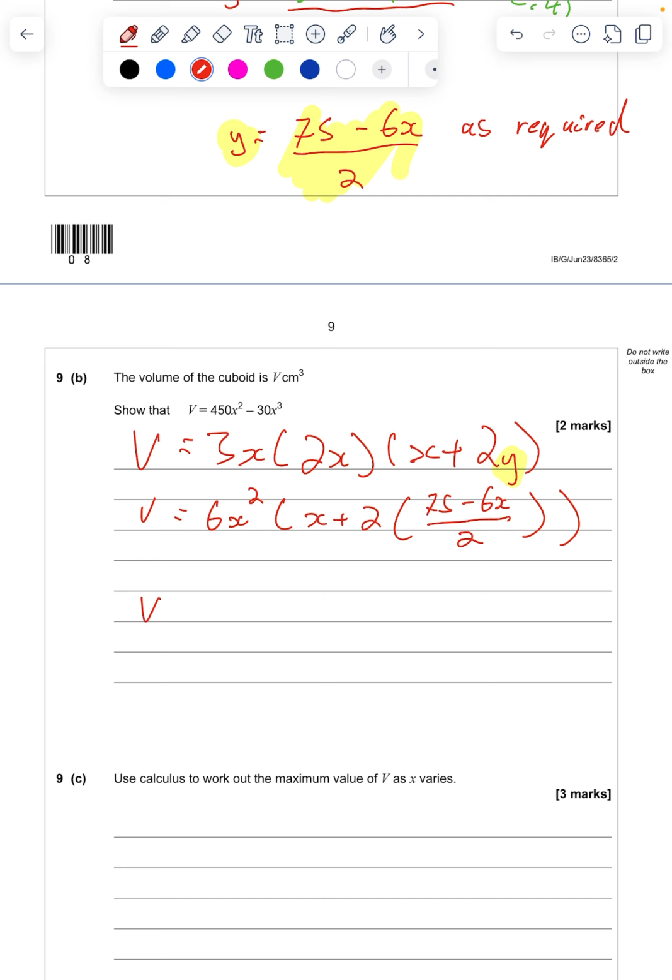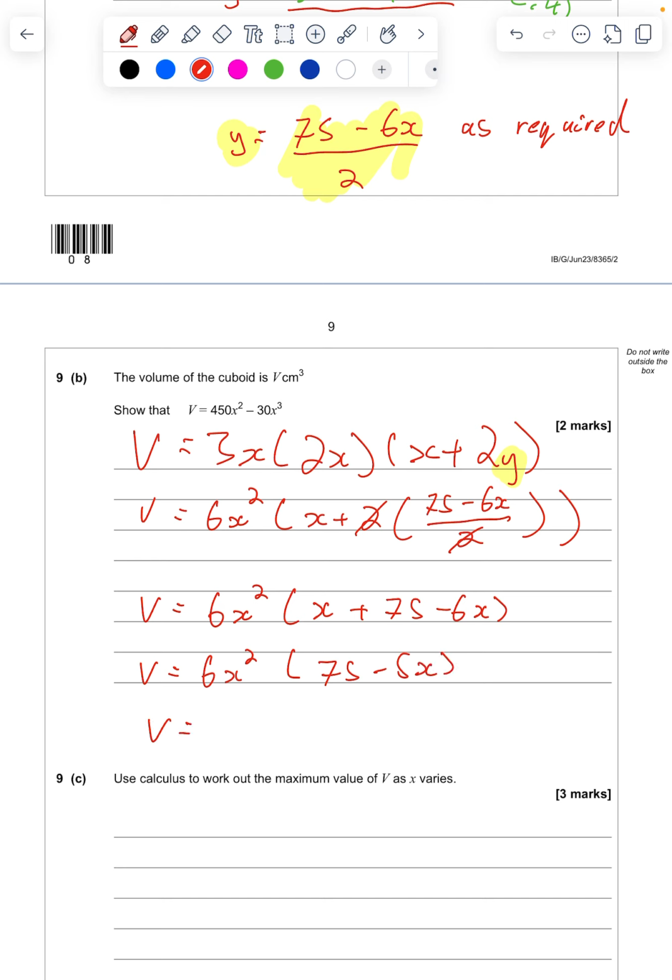Close that bracket. So V is going to be equal to 6x squared times by x, and then if I times that by, actually these twos will cancel, that's nice. So I've just got plus 75 minus 6x. I hope I'm not making any mistakes here. No, I think it's fine. V is equal to 6x squared, and then 75 minus 5x. By simplifying, this will work out nicely.